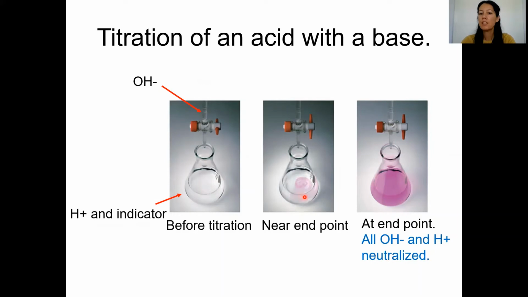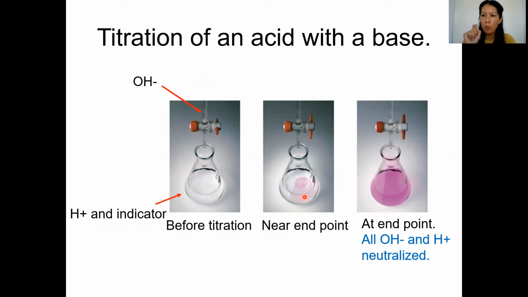You'll start seeing it turn pink. You'll swirl the flask and see that flash of pink disappear. But when you reach a point where it's just a permanent faint pink, just one little drop goes from clear to permanent faint pink, that's where you reach the end point.